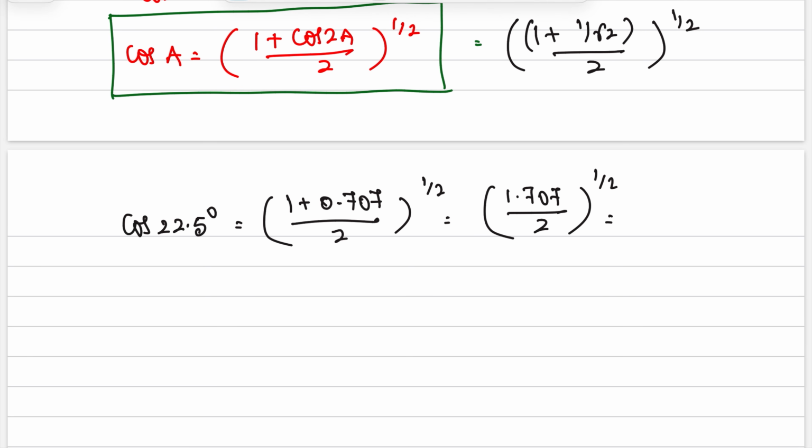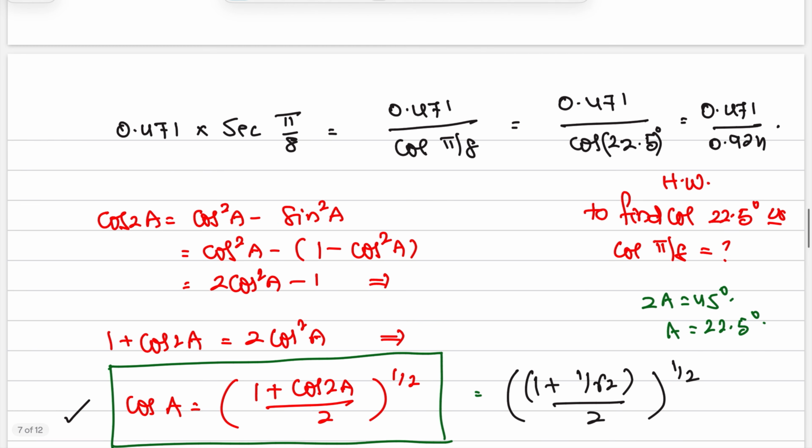What is 1.707 divided by 2? It is 0.8535 to the power of half. Square root of 0.8535 is, you can very easily find out, 0.92385. This is very simple. This is how we have to find out the unknown values of cos theta.